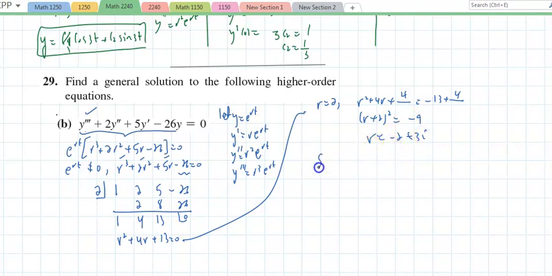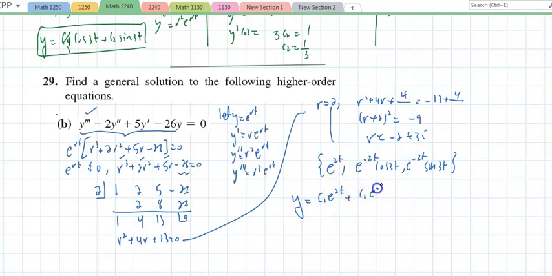And we get e to the 2t. And here we're going to get e to the negative 2t cosine of 3t and e to the negative 2t sine of 3t would form the fundamental set, meaning any combination of those would do. So that is c sub 1 e to the 2t plus c sub 2 e to the negative 2t cosine of 3t plus c sub 3 e to the negative 2t sine of 3t would be the general solution.